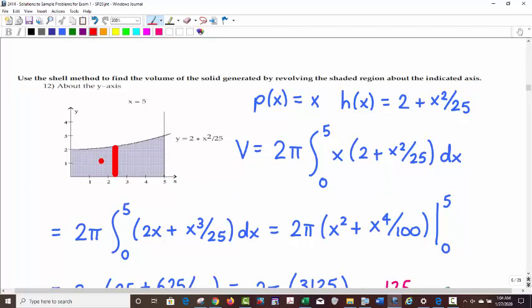And then the p of x will be that distance from the x-axis, which is x. And h of x is the vertical distance. So let's say if you're between two curves or something, it would be the upper curve minus the lower curve. All right. But this one, there's just that curve and the x-axis, so h of x will be 2 plus x squared over 25.